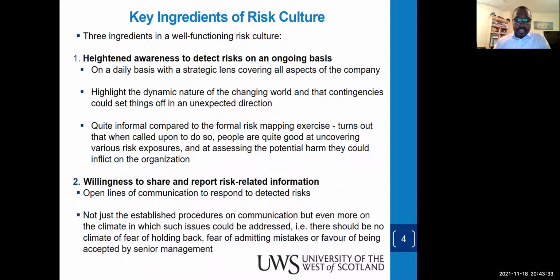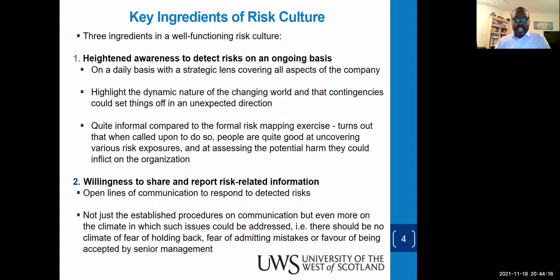It can be quite informal compared to the formal risk mapping exercise. You remember the risk mapping exercise where we look at the impact against the probability, which would tell us whether it is a significant, medium or low risk. This is not what we are talking about. This is informal. Okay. So here, once you call upon somebody, the person easily comes up and speaks. He doesn't mind because there's no clear-cut formality to follow. So they are always good at uncovering any risk exposures and they can easily tell you the potential harm. So you call the cleaner and the cleaner will tell you something that the CEO cannot even tell you. That's how it works, okay, when we heighten awareness to detect risk on an ongoing basis.